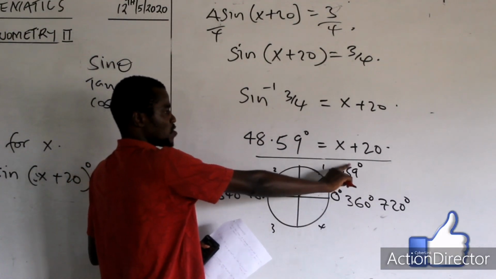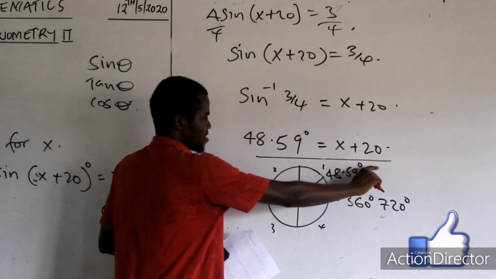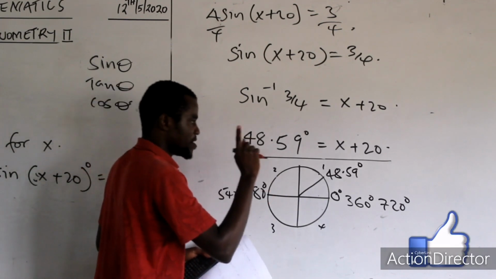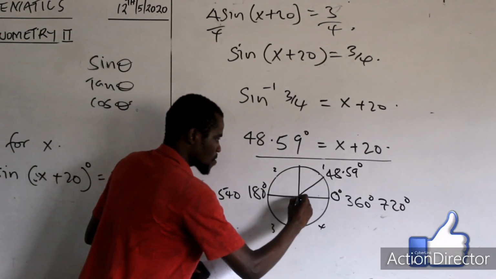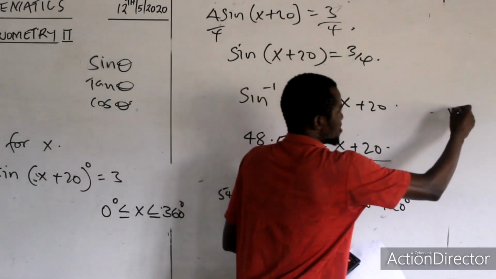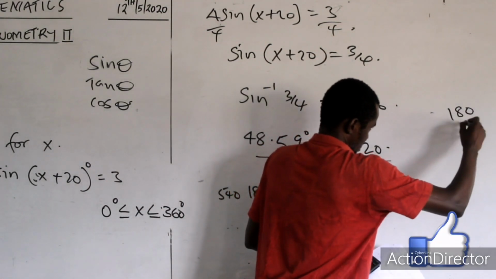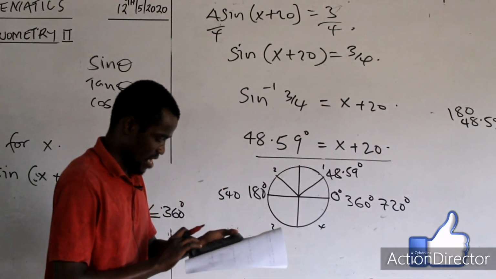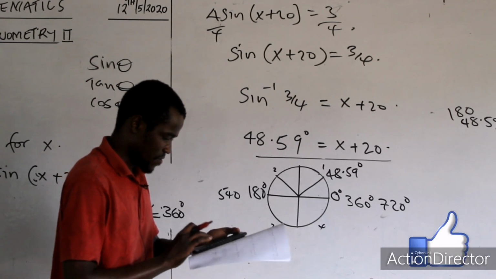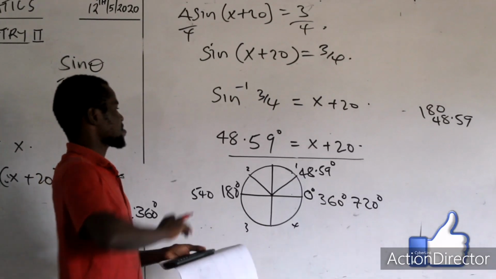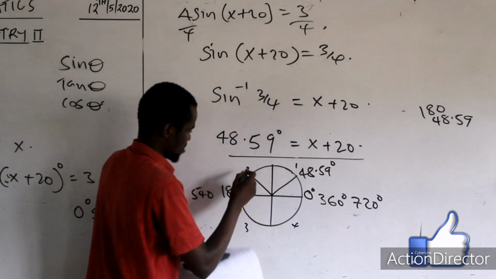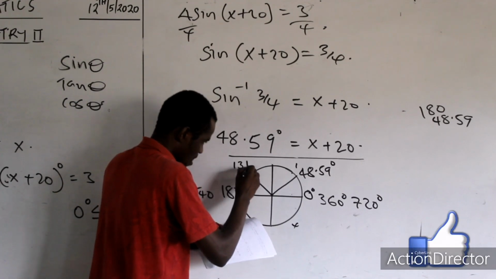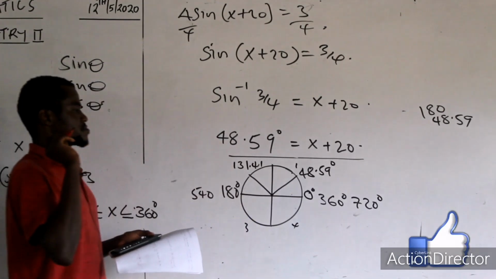The value of sine 48.59 degrees in my second quadrant will be 180 minus 48.59. So you simply come and have 180 minus 48.59. In the second quadrant, that angle is actually 131.41.